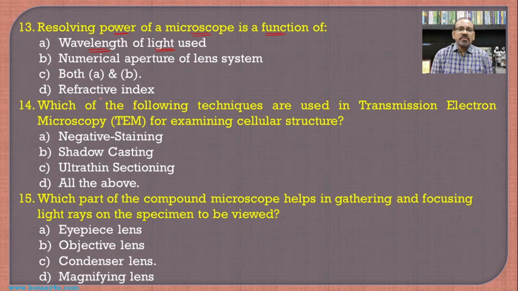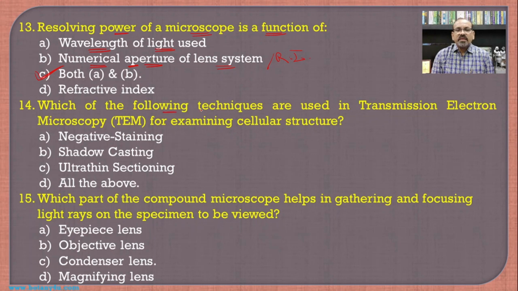In addition to that, the numerical aperture of the lens, or it is also known as the refractive index. So both these are responsible for the resolving power of the microscope, and numerical aperture is nothing but the ability of the lens to gather the light, and hence both these are used for the resolving power of the microscope.